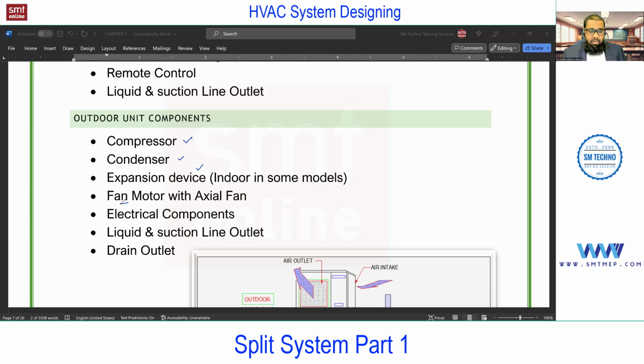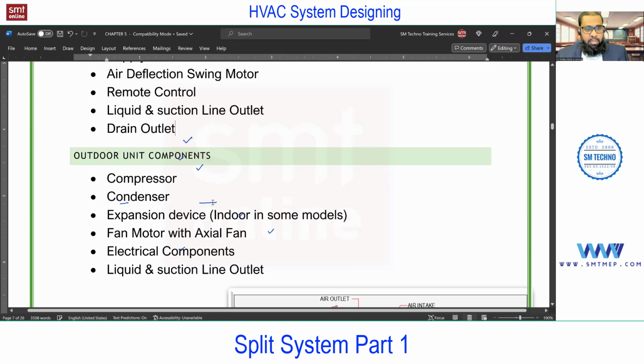Next, a separate fan motor, which is used to run an axial fan, which is used to cool the condenser. It means a condenser fan. Next, electrical components, again for power supply and providing the power to all these components. Again, liquid and suction line, which is common in both the units because of the interconnectivity of the pipes. You see, the drain outlet is going to be a part of the indoor unit.